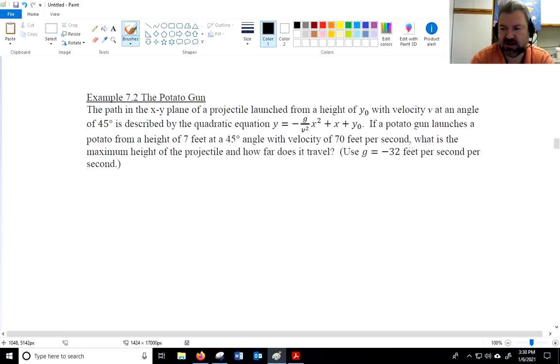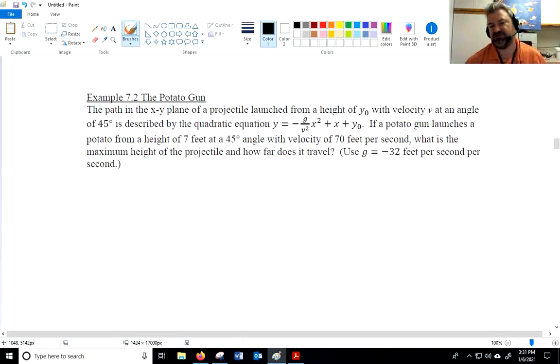So if a potato gun, which is literally what it sounds like, a gun that shoots a potato, launches a potato from a height of 7 feet at a 45-degree angle with a velocity of 70 feet per second, what is the maximum height of the projectile, and how far does it travel?